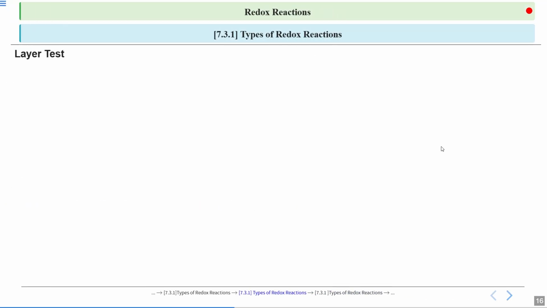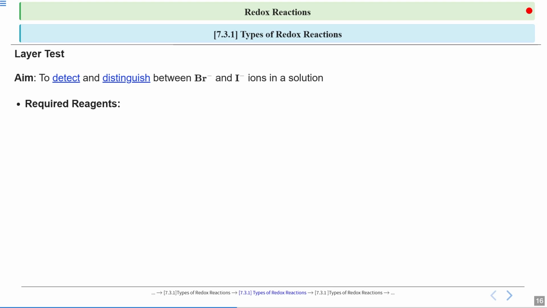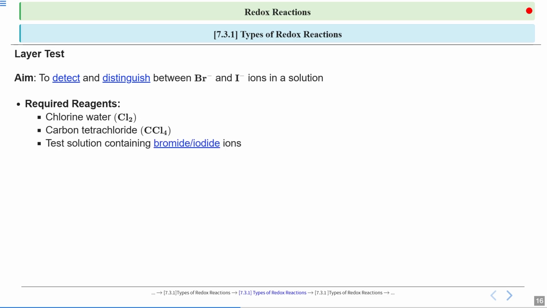In the layer test, it generally helps us to detect and distinguish between bromide and iodide ions in the solution. The required reagents are chlorine water, carbon tetrachloride, that is CCl4, and a test solution that contains bromide and iodide ions like KBr and KI.